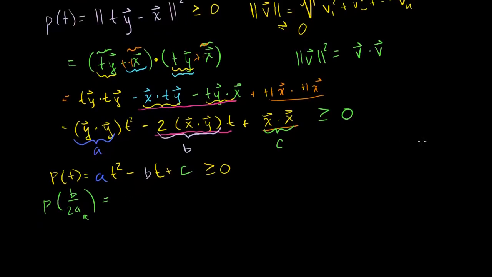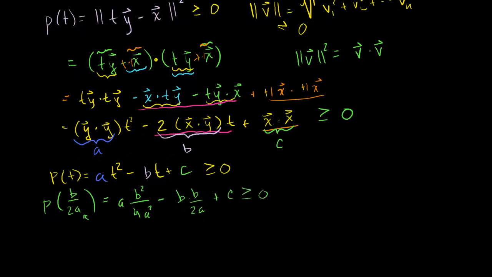It takes too long to keep switching between colors. This is equal to a times this expression squared. So it's b squared over 4a squared. I just squared 2a to get 4a squared. Minus b times this. So b times, this is just regular multiplication, b times b over 2a. I'll just write regular multiplication there. Plus c. And we know all of that is greater than or equal to 0.